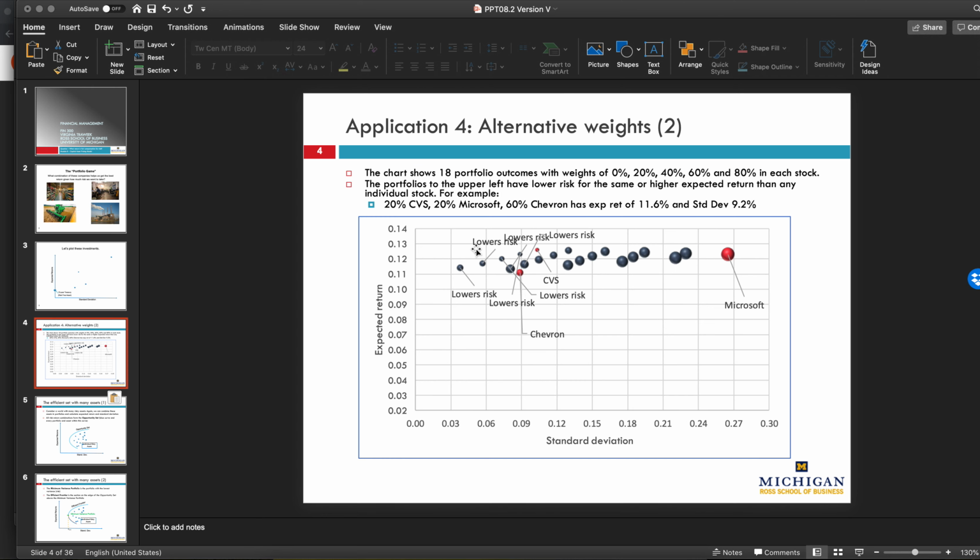Recall from the last lecture, I just copied this in. We had different portfolios that we could form based on those. And those portfolios lie in different parts of the graph. Therefore, there are portfolios that can lower our risk and give us about the same return. We're going to come back to that.